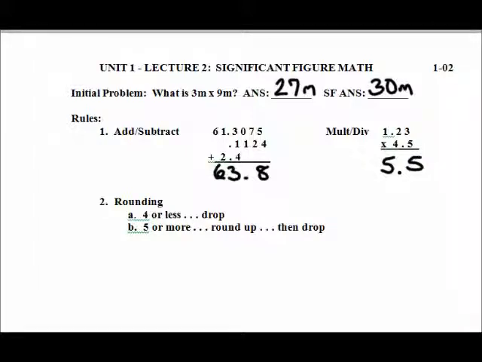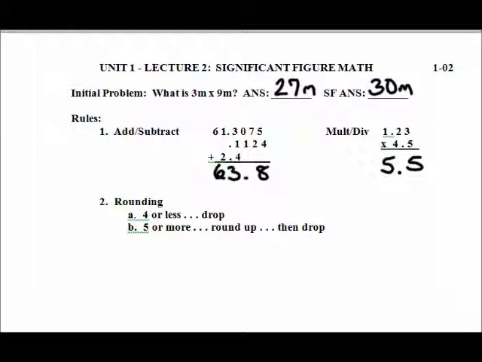Now, it's important to remember that when we're rounding, the number that we use to round, if it's 4 or less, we're going to drop that number and everything after it. If the number we're using to round is 5 or more, we're going to round the number before that up by 1 and then drop everything after that number.